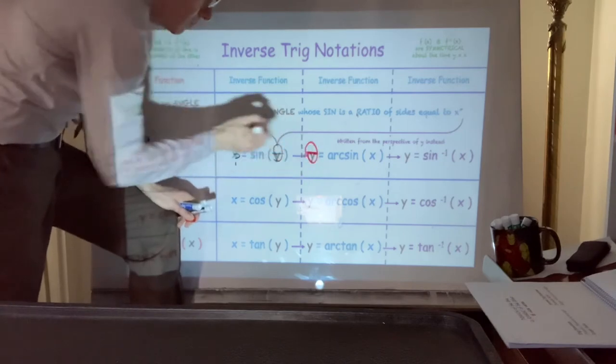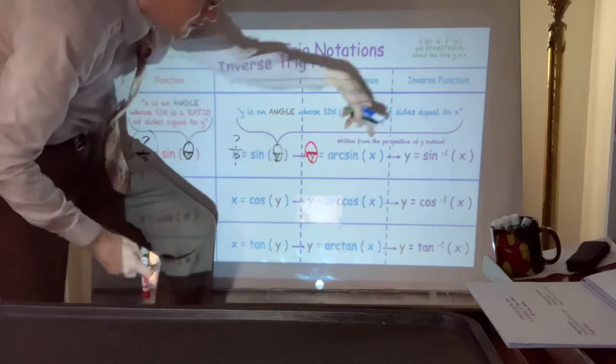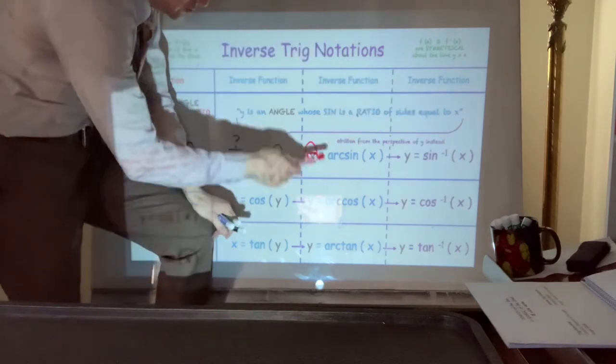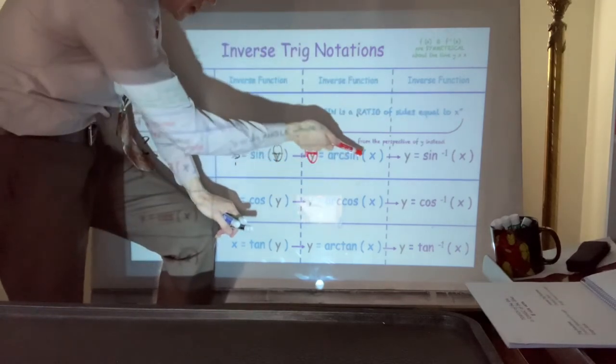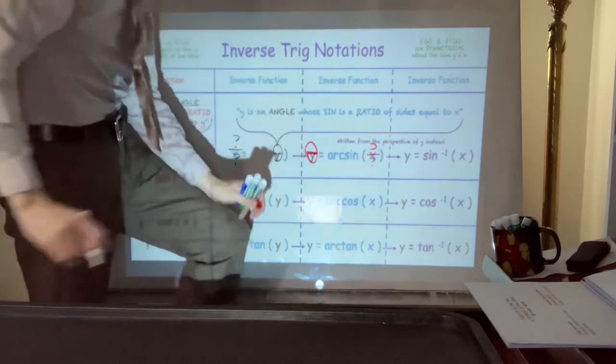This is still an angle, right? Because it's still technically the input, but this has been written from the perspective of y instead. So you would say y equals the arc sine of x. That's still a ratio, right?